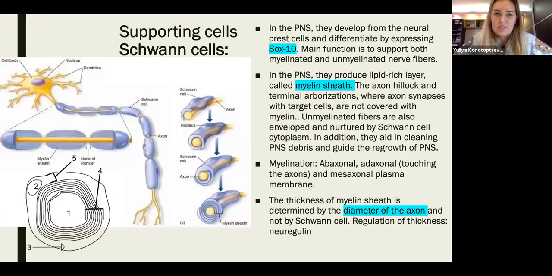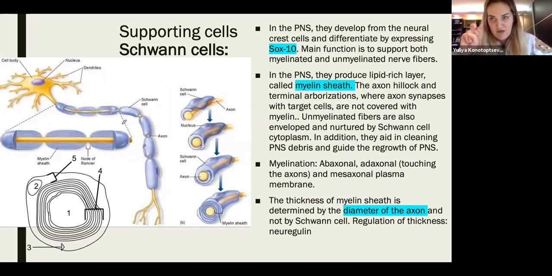Okay, let's talk about Schwann cells a bit. So you remember that a Schwann cell is a supporting cell in the peripheral nervous system. It is responsible for myelination of the axons in the PNS, right? So you can see that this is a neuron in the PNS. Its axon is fully surrounded by the Schwann cells.